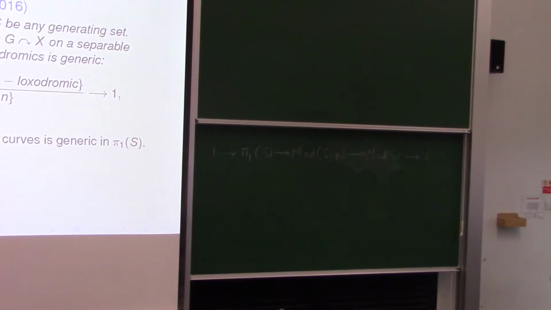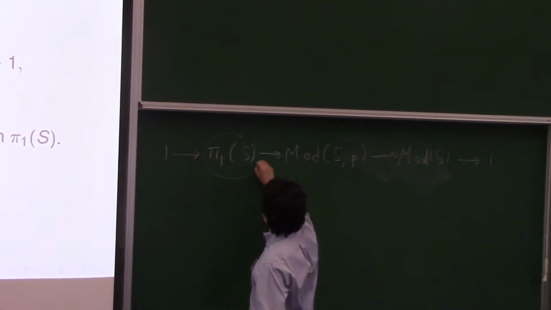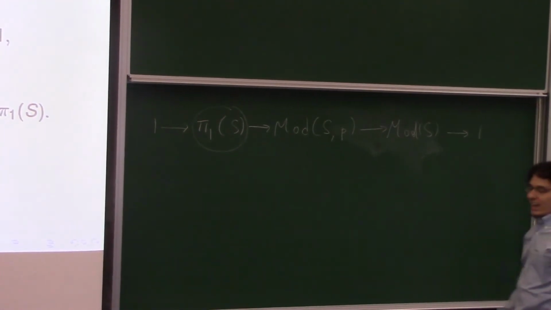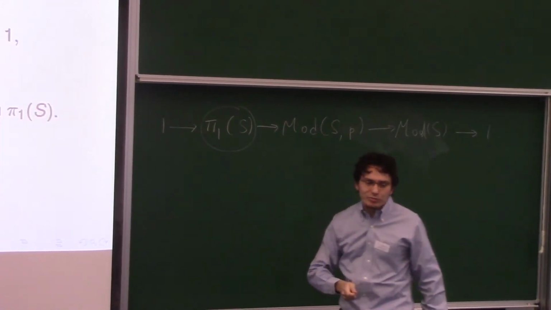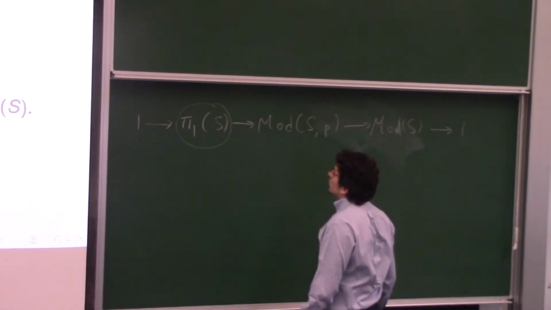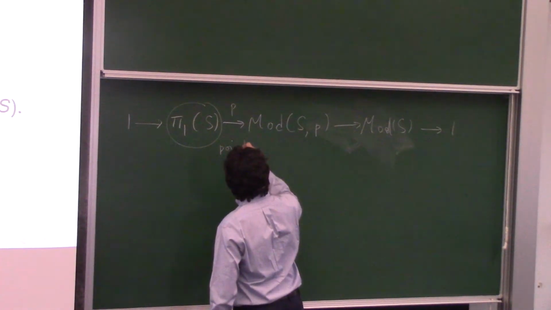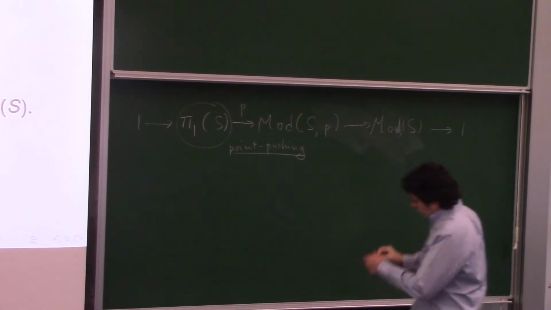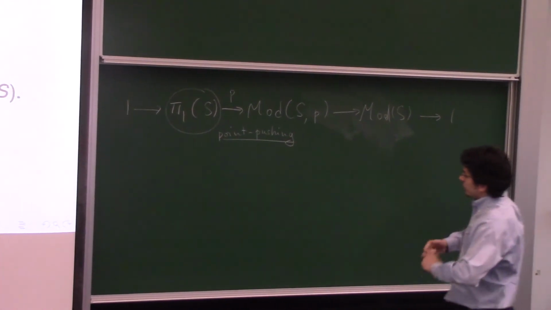So you all know the Birman exact sequence. So you know in particular that pi_1 of S can be embedded in a certain mapping class group. And this is a hyperbolic group. It's a hyperbolic subgroup of a mapping class group. And this map, which maps the surface group into the mapping class group, is called the point pushing map. Basically, you push points along this curve and create a kind of Dehn twist.